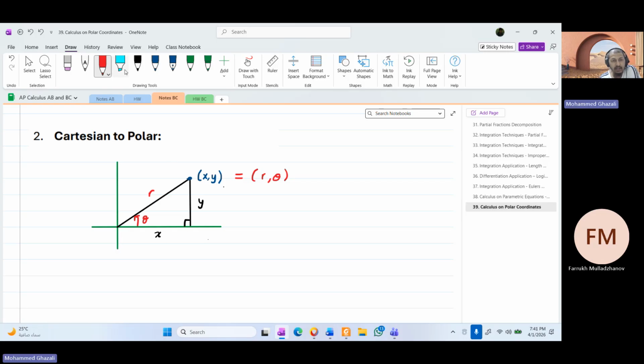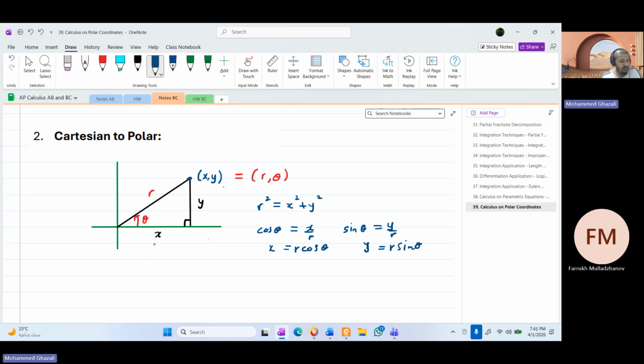This is from Cartesian to polar. So you need to solve for R. So we can say R squared is equal to X squared plus Y squared. Okay. And then to solve for X, you need to put X in terms of R and theta. So you say cos theta is equal to X over R, so X is equal to R cos theta. All right. And similarly, sine theta is equal to Y over R, so Y is equal to R sine theta.